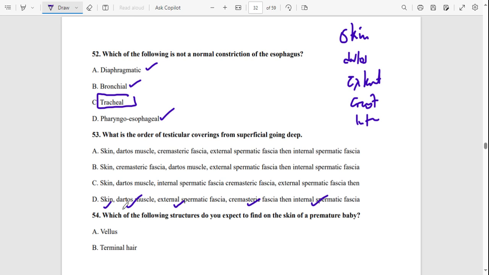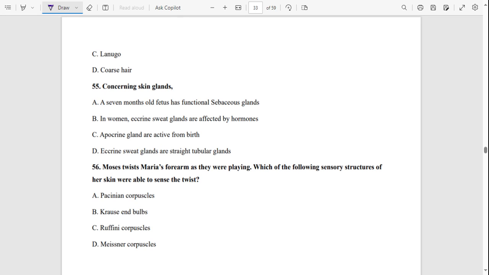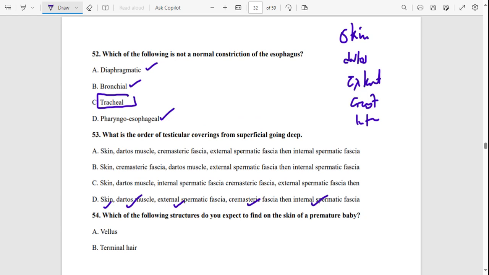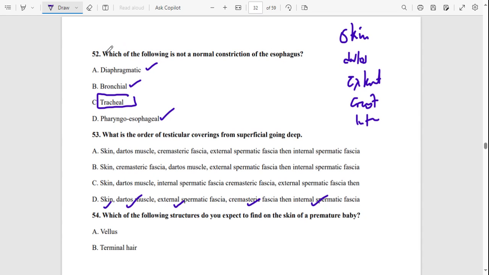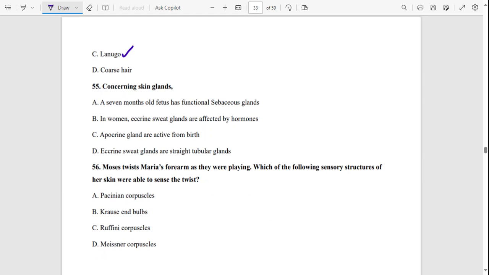So that is D. Which of the following structures do you expect to find on the skin of a premature baby? Vellus, terminal hair, lanugo. Now, normally, when a baby is growing up in the womb, the hair that a baby is going to have is known as lanugo hair. So if the baby is born prematurely, the baby will be born with this hair. This hair is going to be replaced by vellus hair, and then the vellus hair will be replaced by the adult hair, which is the terminal hair. So the answer is lanugo hair.